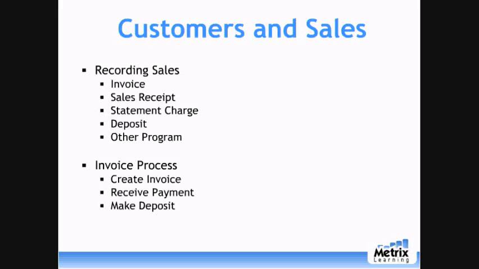Next, let's review invoices. There are 3 steps to the invoice process. They are create an invoice, receive payment, and make a deposit. Remember, in order to invoice a customer, you must first add them to the customers and jobs list. Invoices track accounts receivable. When adding a customer, you can add as much information as you see fit.